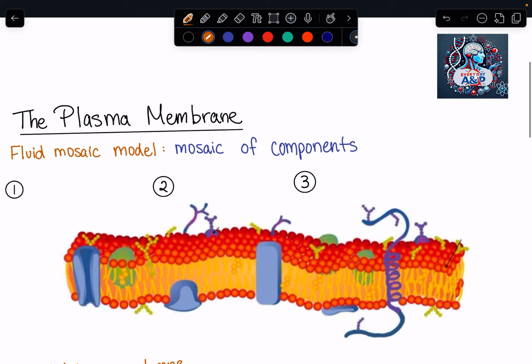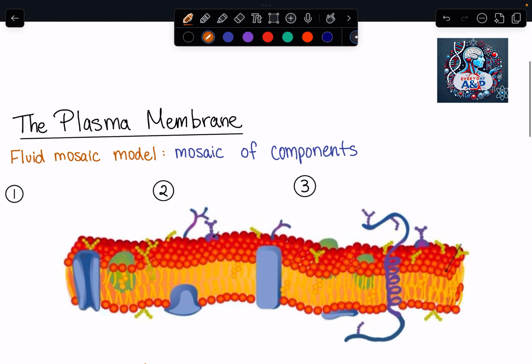We're going to continue learning about the eukaryotic cell, and today we want to focus on a pretty important topic, which is the plasma membrane. Sometimes you might hear it as the phospholipid bilayer. Those are synonymous. We're talking about the membrane that protects the cell and keeps what's inside, inside, and what's outside, outside. So let's get right into it.